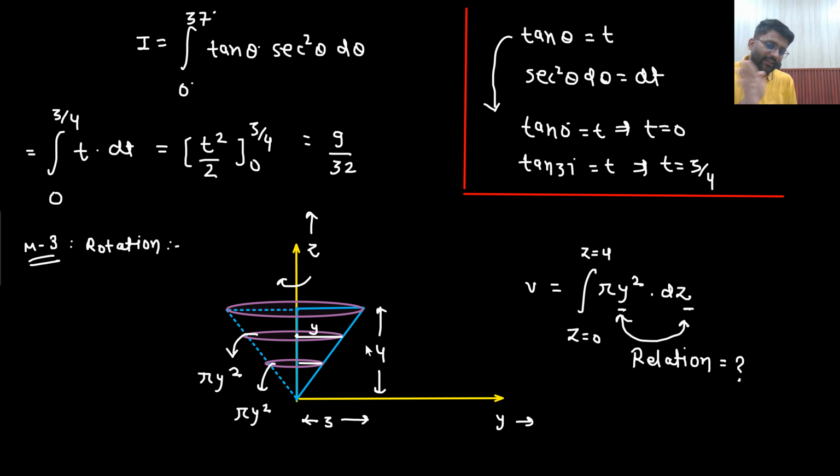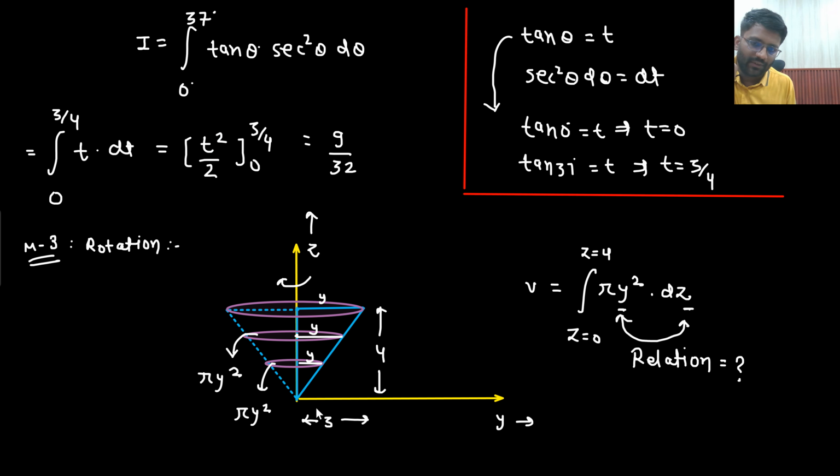So I can take a length y in the y direction. This length also I am calling y only, and this length also I will call y only. And I need to integrate it for dz length, stacking up these circles for z going from 0 to 4. Is that understandable to you? But what is the relation between z and y? We can find out the relation very easily.